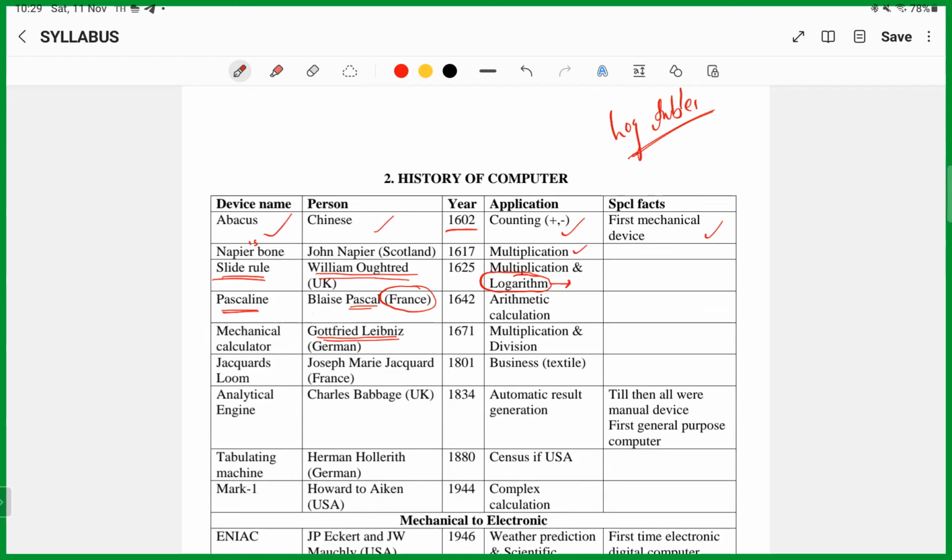Okay, generally it works. Then, mechanical calculator. These are basically mechanical devices. The mechanical calculator that we use now actually. Multiplication and division, yes. This Blaise Pascal device did arithmetic calculations, plus and minus. Then we have Jacquard's loom.